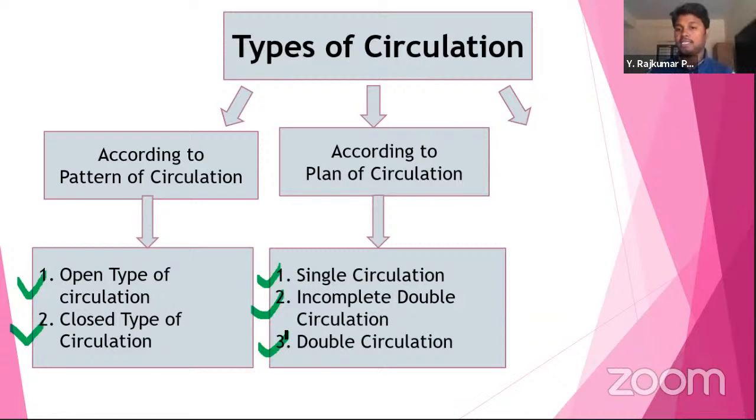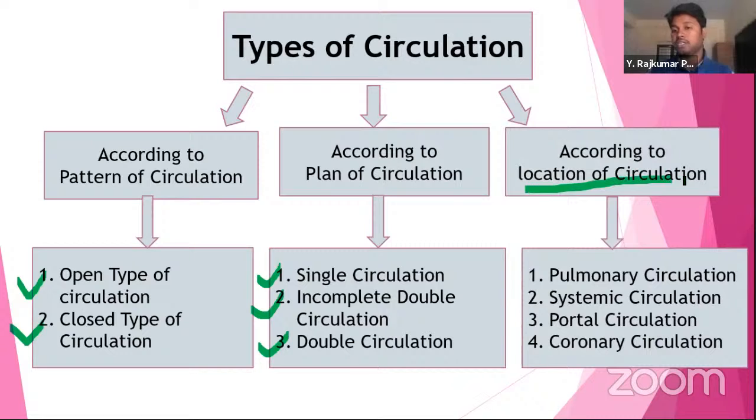And we can also classify according to the location of circulation. Some circulations in the body are located, that means they are particular to some organs. There are different kinds of circulation according to location: pulmonary circulation, systemic circulation, portal circulation and coronary circulation. You will understand these terms in this class itself.